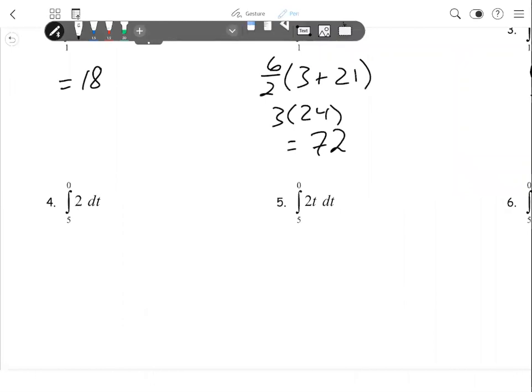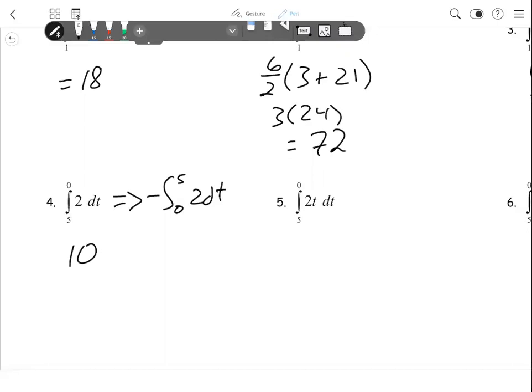So in number 4, this is also going to make a rectangle, but the first thing that you should notice is that the bounds are out of order. So I am going to use one of my rules, the reversing limits rule, and write this as the integral from 0 to 5 of 2 dt. And when I do that, I have to put the negative outside the integral.